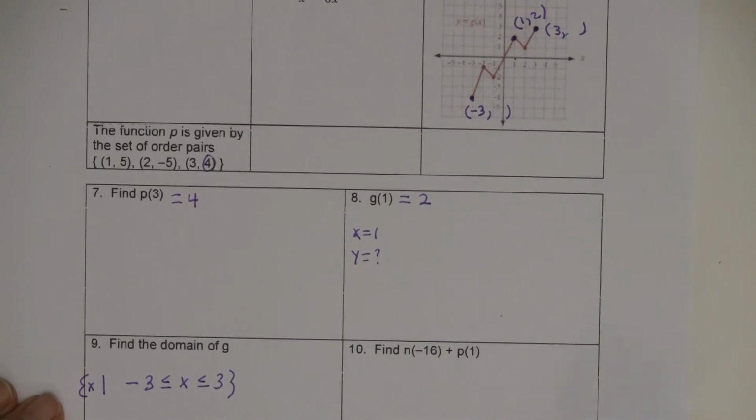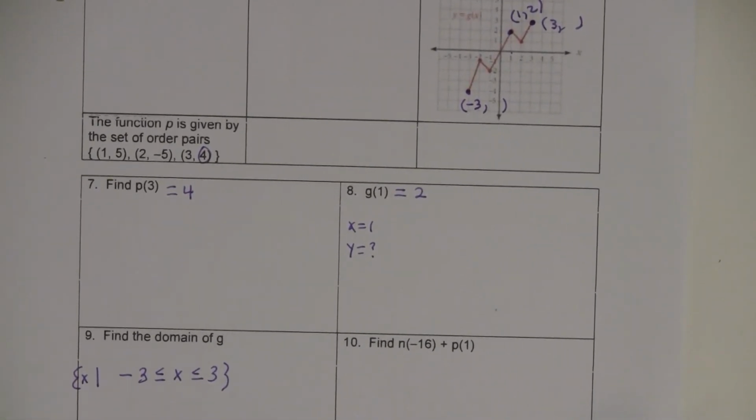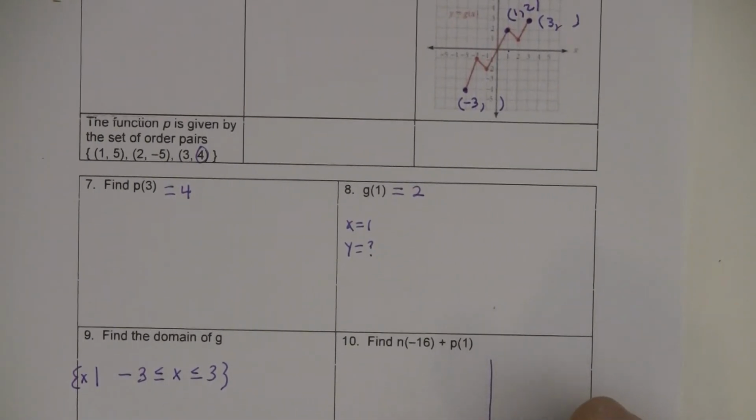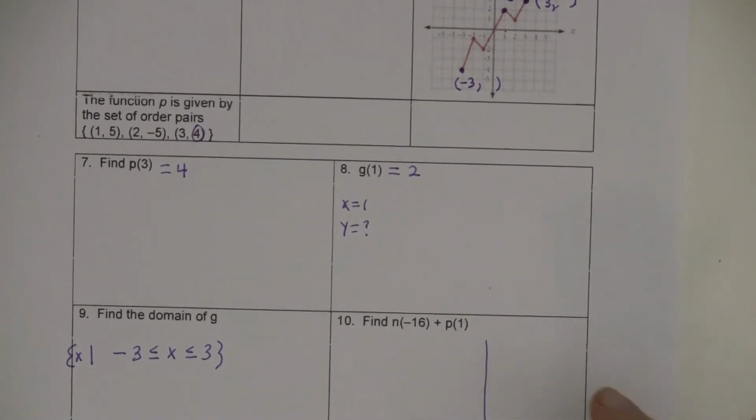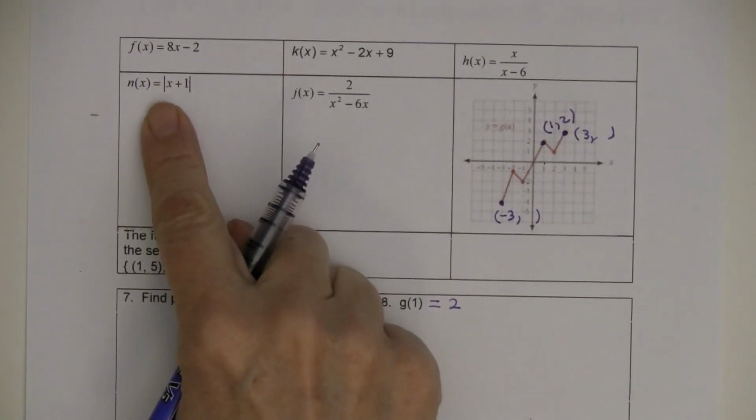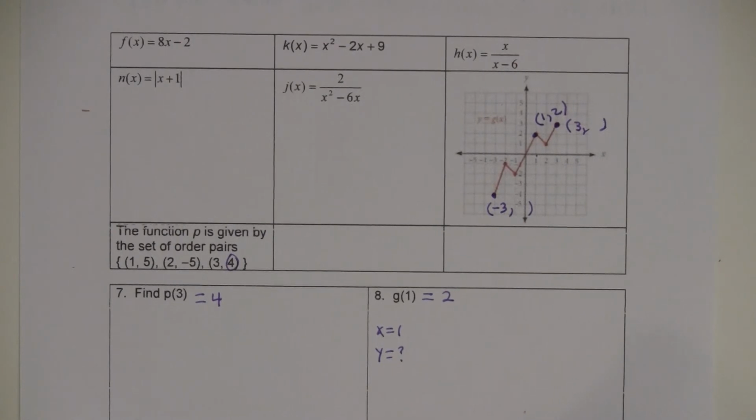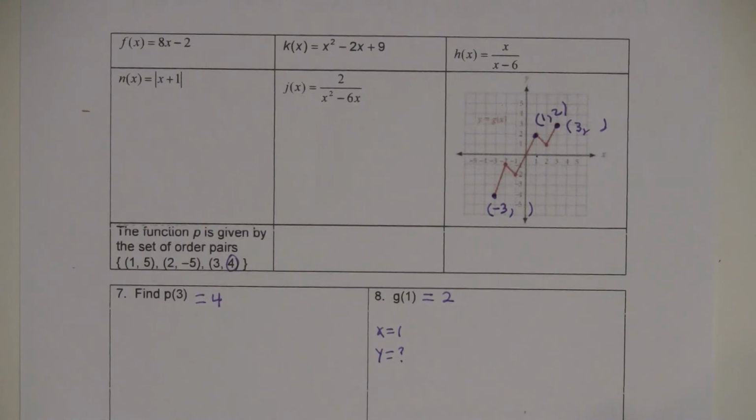And then one last problem, number 10 here, is asking me to find N at 16 plus P at 1. And I kind of like to do my work over here, and then just answer the questions. So N at 16, now N was that absolute value, friend. And so I'm going to write that here. N of the blank equals the absolute value of the blank plus 1. And we're putting in negative 16. And when we do the arithmetic, we get negative 15, and the absolute value of that is 15.